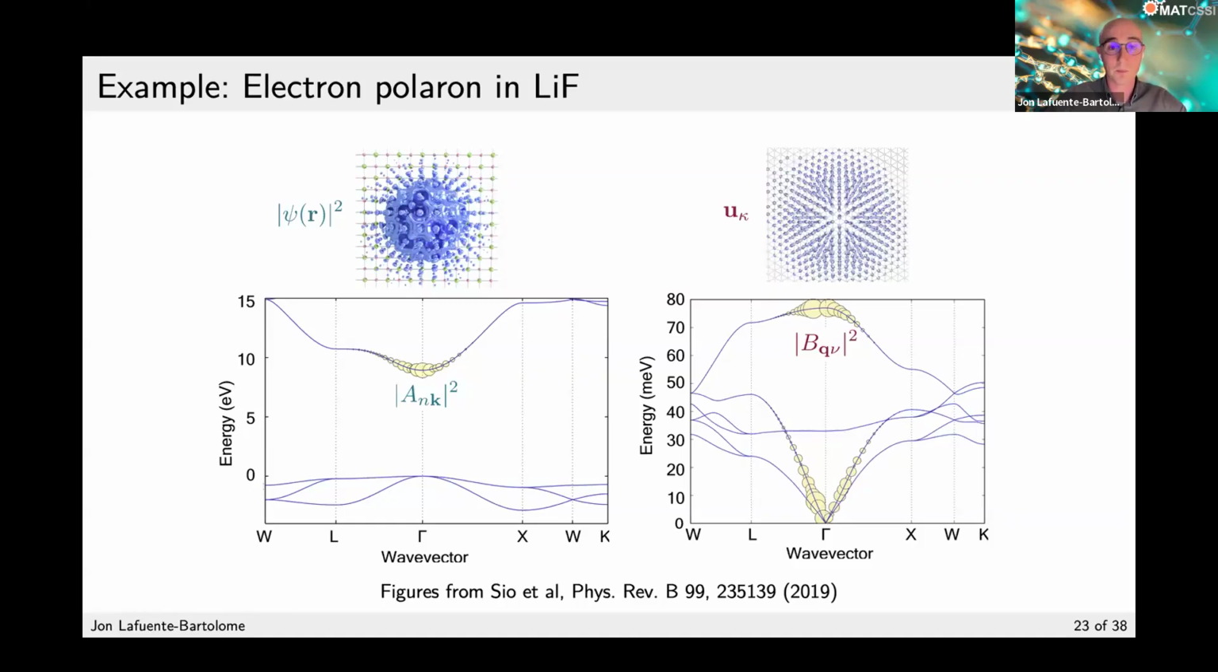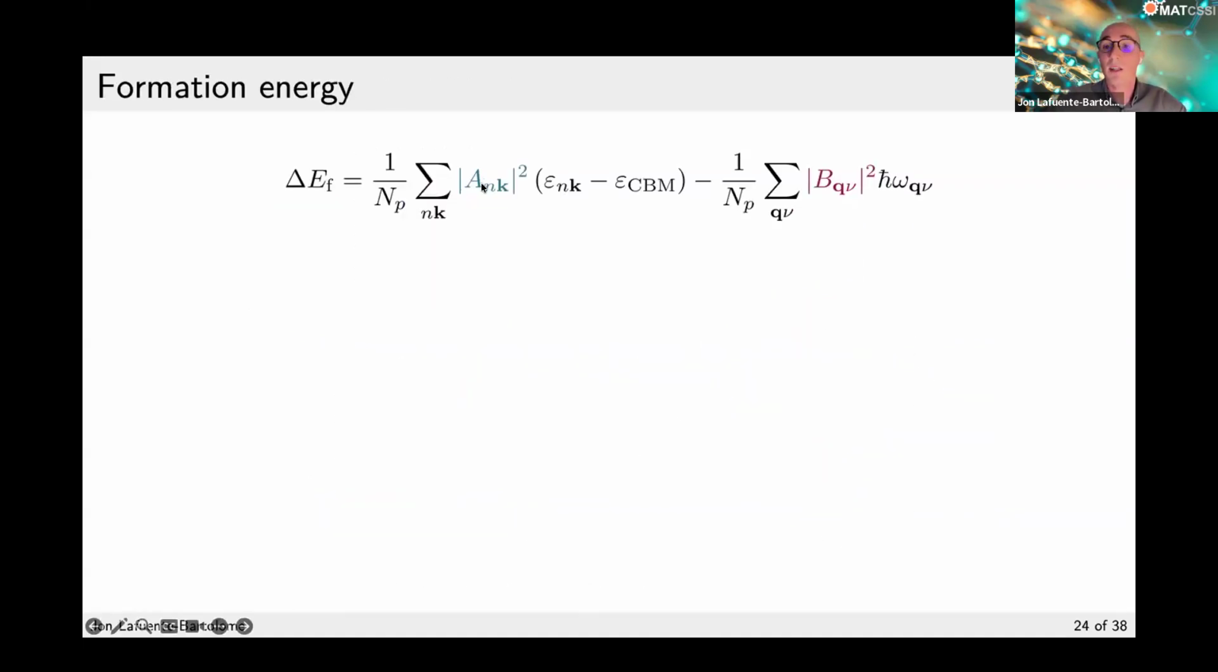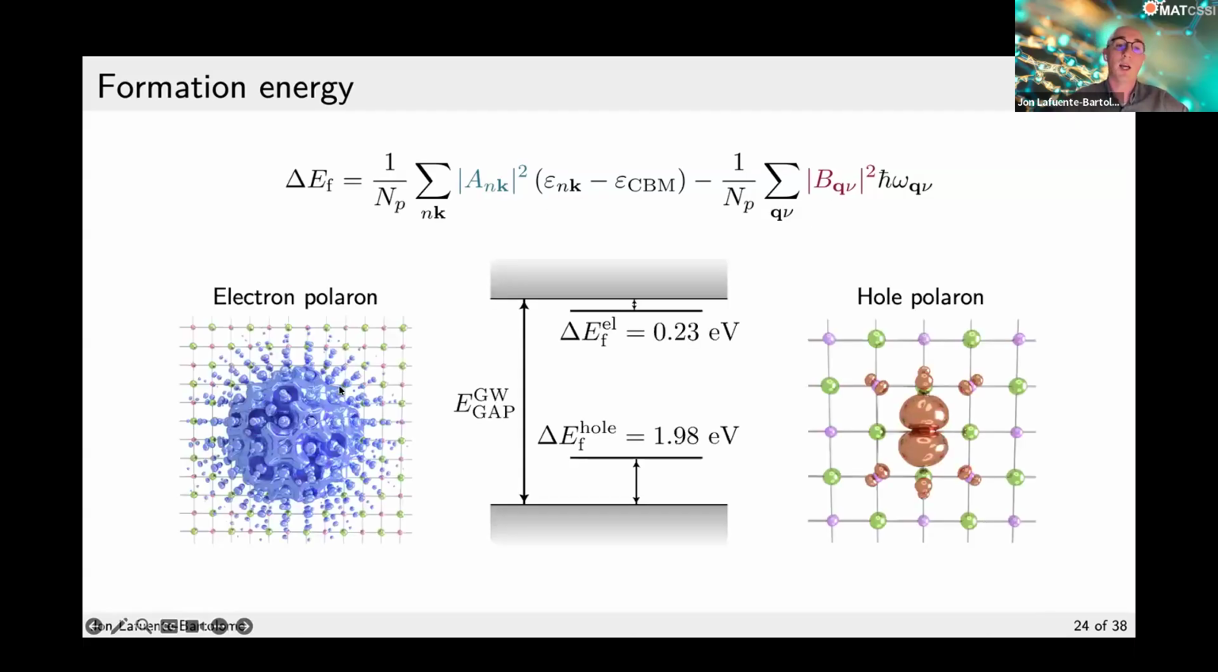That's its real power. Okay, one last mention in the theory part is that one can also introduce these expansions into the formation energy expression, and one can write the formation energy as a function of these A_k and B_qν coefficients only. For example, if one computes the formation energy for electron polarons in lithium fluoride, one sees that it's relatively small, and that's to be expected because the localization is not strong. But if one repeats the calculation for holes, in this case, one sees that the polaron is very, very localized in real space, and as a result, its formation energy is very large, right? So it's very stable polarons.